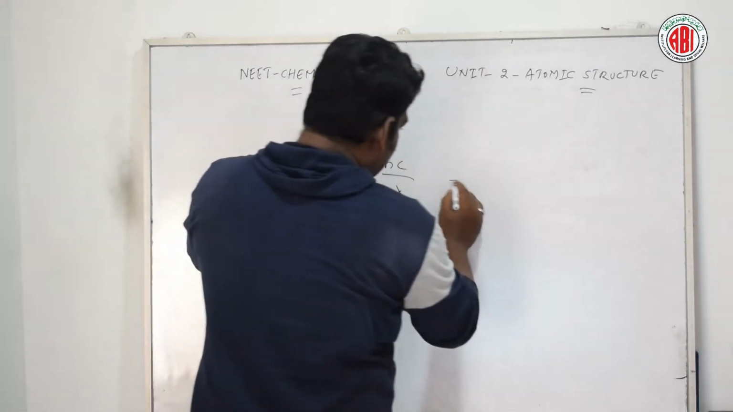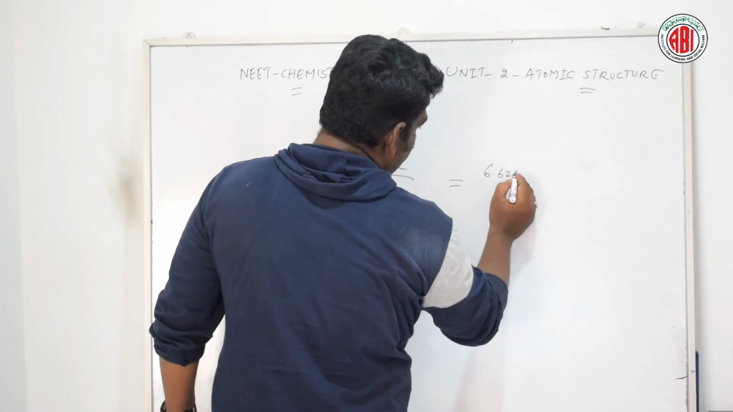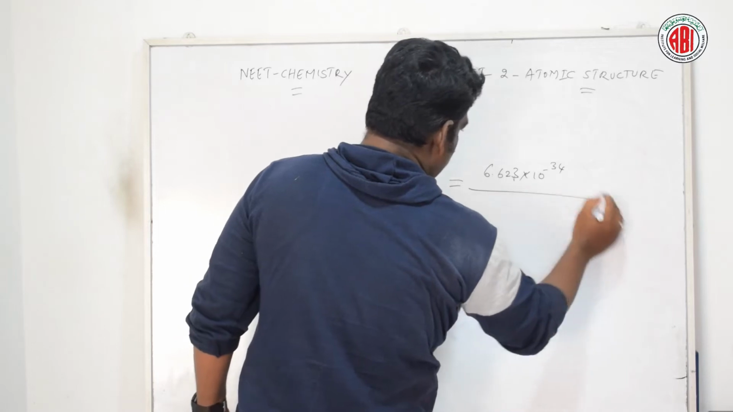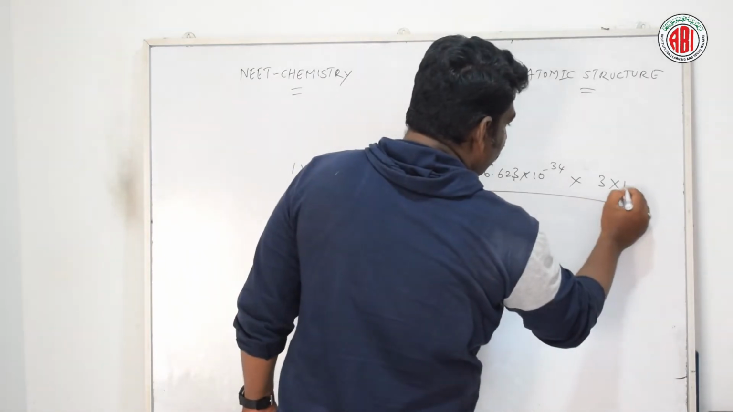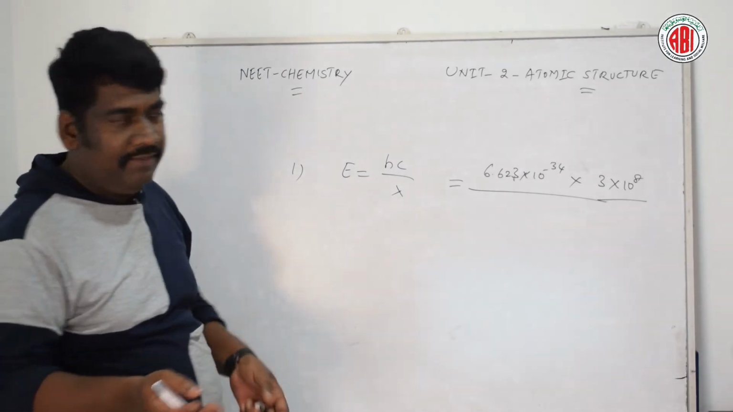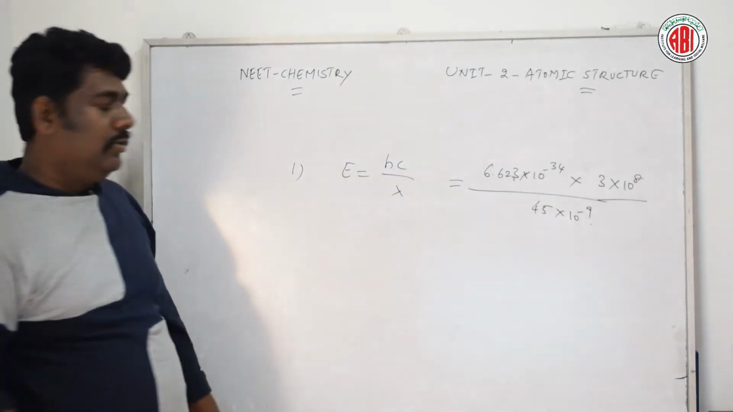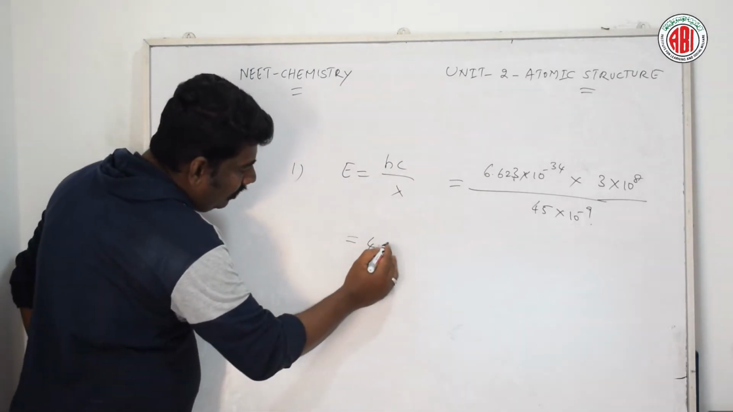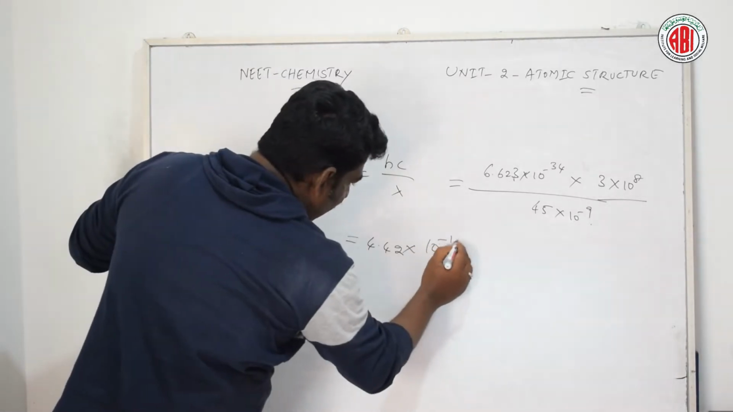First, Planck's constant, its value is 6.623 into 10 to the power of minus 34 joule second, into C value. C is nothing but speed of the light, that is 3 into 10 to the power of 8 meter per second, divided by lambda value. Lambda value is 45 into 10 to the power of minus 9. Simplifying this we get 4.42 into 10 to the power of minus 18 joule.